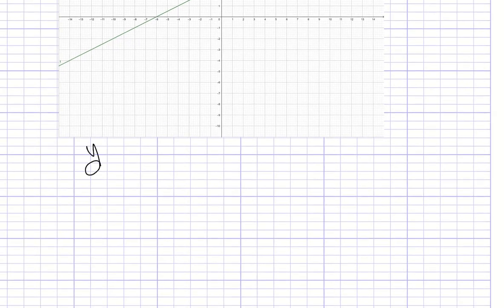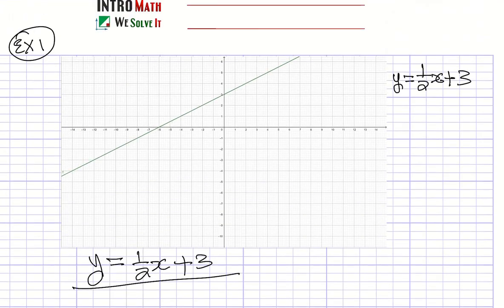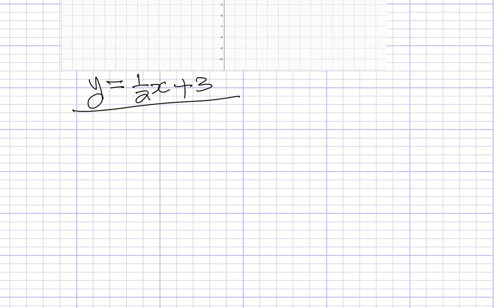The equation given to us is y equals half x plus 3, right? Okay. So that's the graph you're looking at, the graph of that. How did you do that? Well, you find the x-intercept.